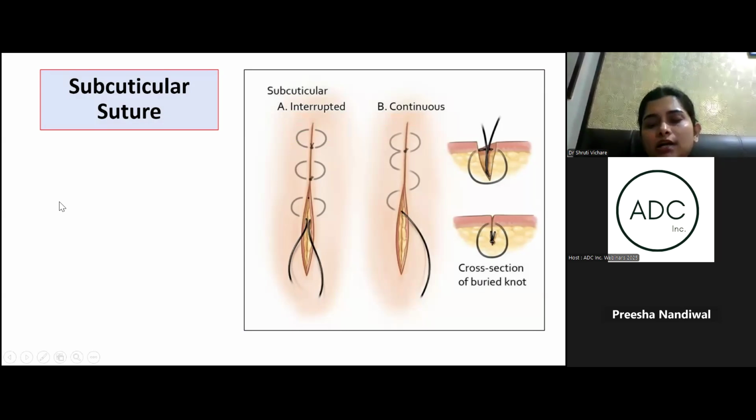Sub means under. So this suture is not done on the skin. The bite is not taken on the skin, but it is taken in the submucosal layer, or in the subcuticular layer, that is below the skin or below the mucosa. As you can see in this picture, the skin is not involved, epithelium is not involved, but the underlying submucosa or the subcuticular area is involved.